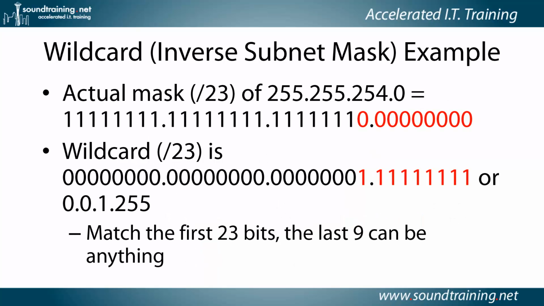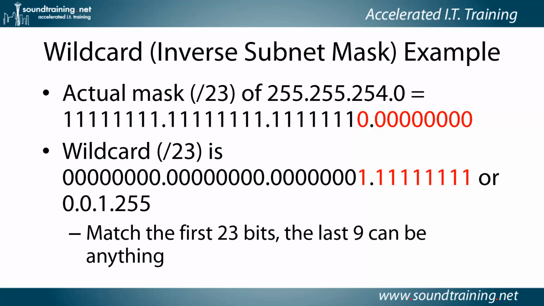Here's another example. This time let's do a 23-bit mask. So the actual mask is a /23. In dotted decimal notation, it would look like this, 255.255.254.0. In binary, it's 23 ones followed by 9 zeros, as you can see in the example.